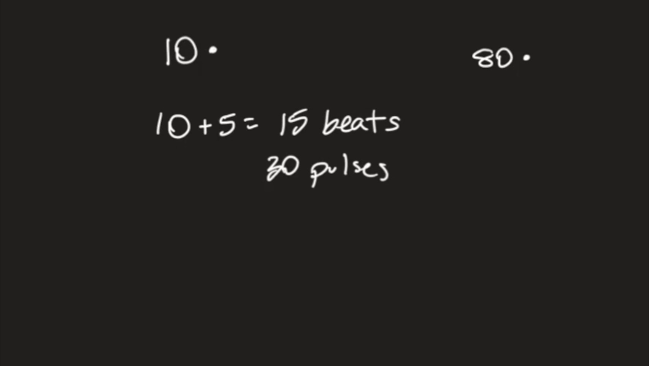Let's try another one. Dotted 80. So let's do our equation again. I have 80 first with that dot. So what's half of 80? 40. Great. So that means 80 plus 40 is going to give me 120 beats. How many pulses would that be? 240 pulses. Right. So as you guys can see, if it says 6 beats here, that means it's going to be double for the pulses. If you've noticed, 15 times 2 is 30, and 120 times 2 is 240 pulses. So as you can see, it's normally double.